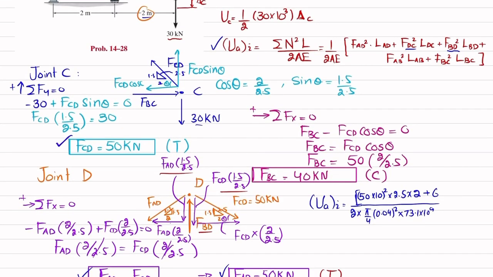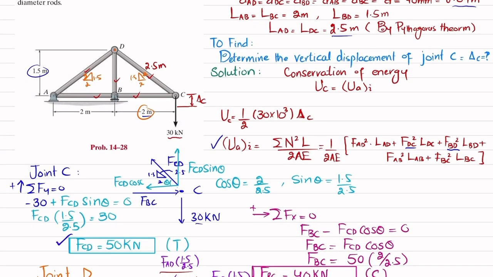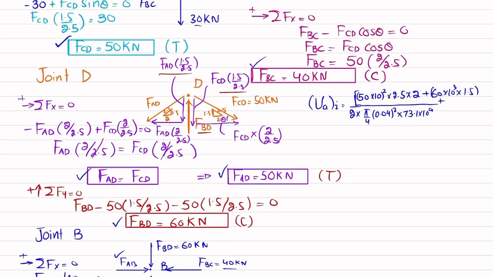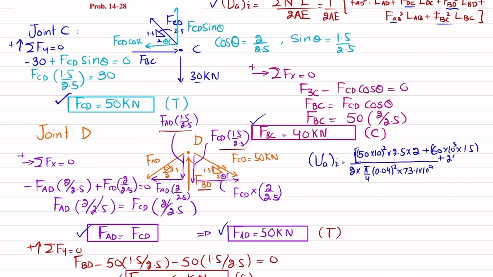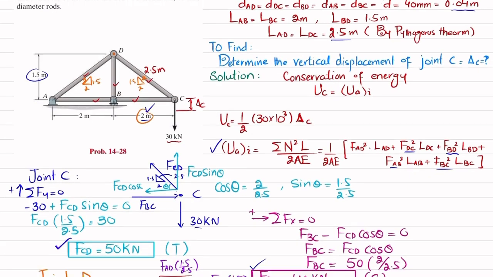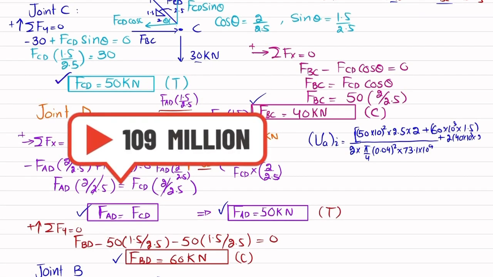FBD is this one, 60 kilonewton. So I will write 60 into 10 raised to power 3 multiplied by length 1.5. Clear? Plus you can see that FAB and FBC both are same. So I will write 2 times 40 kilonewton into the length, and the length is 2 meter. So I will multiply it with 2.